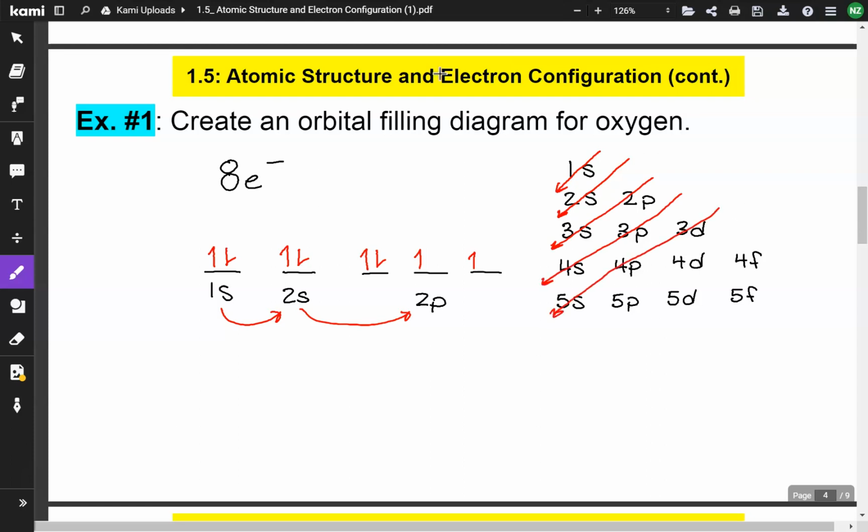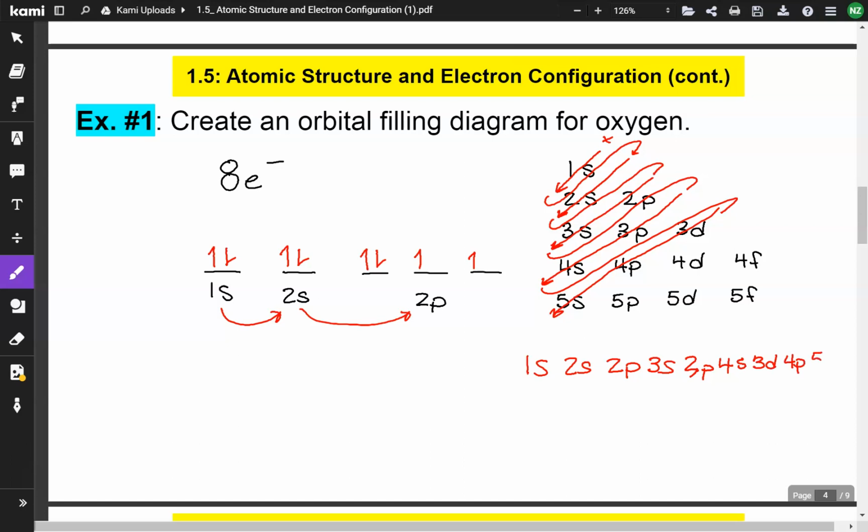If you notice, starting here, I would hit the 1s, and then I'm going to go back up to here, and then I go to 2s, and then I go back up to the next one, and then I hit 2p, 3s, go back up here, 3s, and then it is 3p, 4s, okay, just follow this, 4s, 3d, 4p, 5s. So that's an easy way to remember it if you have a hard time following along on the periodic table.